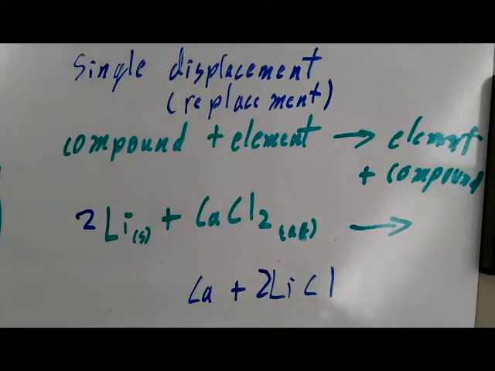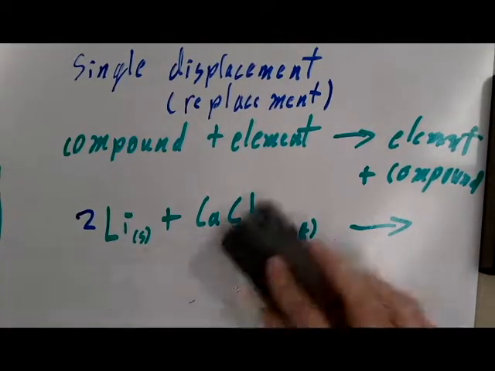So, summary of what we did: we looked at our element, we saw if it was higher on the list. If it was, we had it take the place of the cation in that compound, and then we balanced accordingly. So let's look at a couple more examples of that.